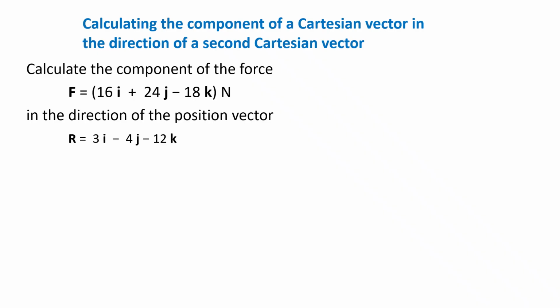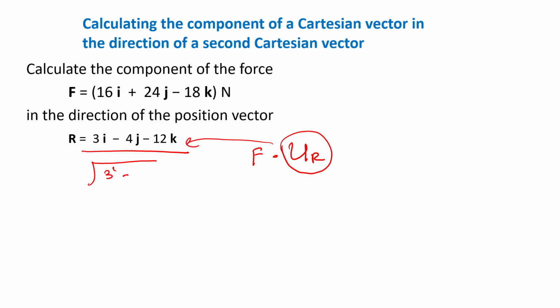Do you want me to do it, or are you okay? This one asks to calculate the component of f in the direction of r. The same thing. How do you do that? That will be f dot ur. Do you know how to find ur? You divide r by its magnitude, the square root of 3 squared plus 4 squared plus 12 squared. That will be your ur. Then you take the dot product of these two. Make sense? The same thing.